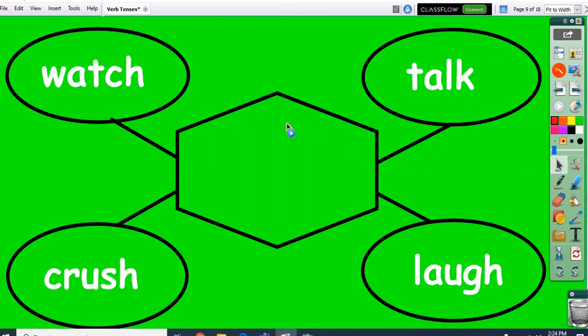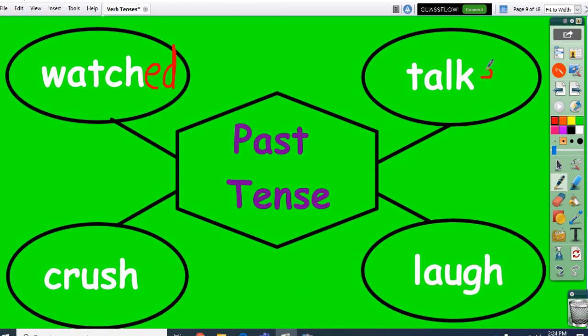Now these verbs, these are all verbs again, watch and talk and laugh and crush. Those are all things you can do. This time we're going to make these past tense. Remember what we talked about. If you're going to make it past tense, you're going to have to add ed to all these words. So you didn't watch TV yesterday. You watched TV yesterday. So you got to put ed. You didn't talk on the phone 3 days ago. You talked on the phone 3 days ago because you already did it. Past means you already did it. You have to put ed.